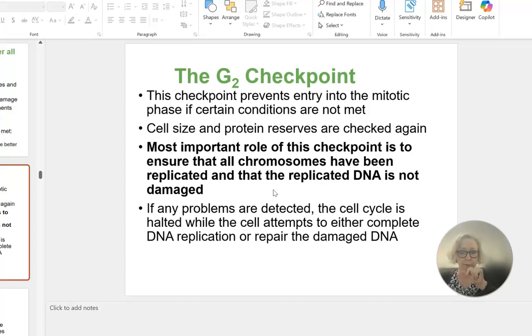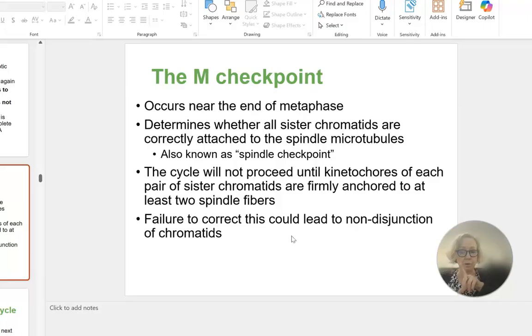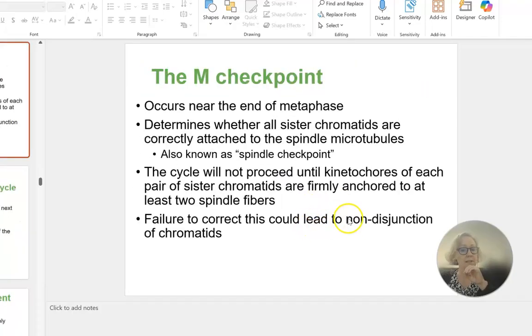Do we have the right number of mitochondria? Is the DNA, did it replicate properly? If any of the problems are detected, like there's damaged DNA or there's not enough energy, the cell cycle is halted and the cell attempts to either fix the damaged DNA or fix whatever's wrong. Okay? There's also a checkpoint at the end of metaphase. This determines whether all the sister chromatids are correctly attached. And it will not proceed until all of the spindles are correct. This actually is to prevent non-destruction of the cells.